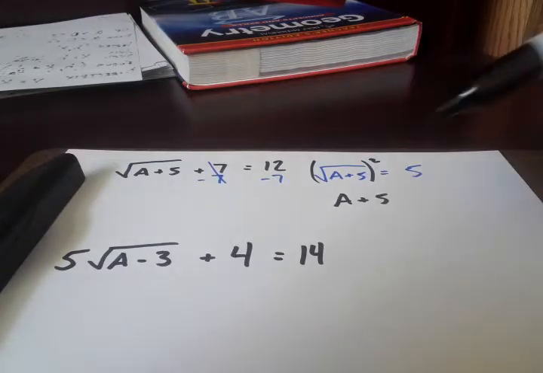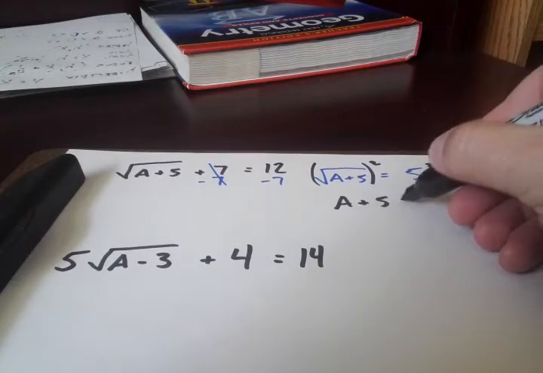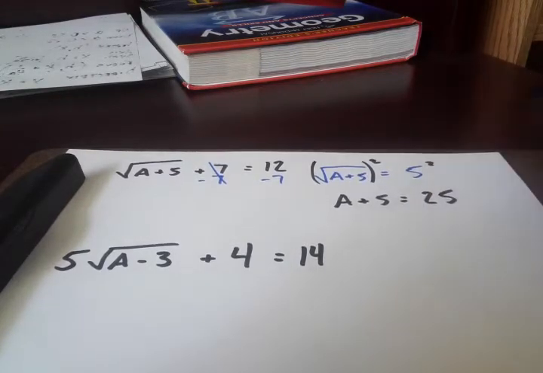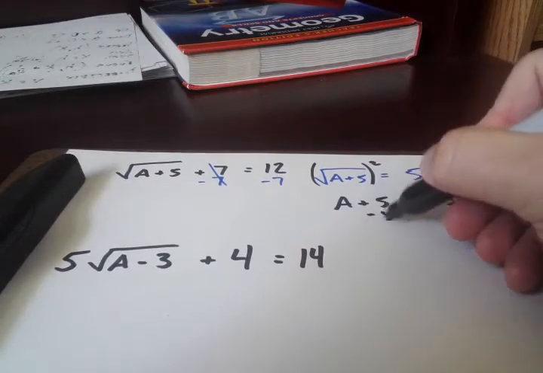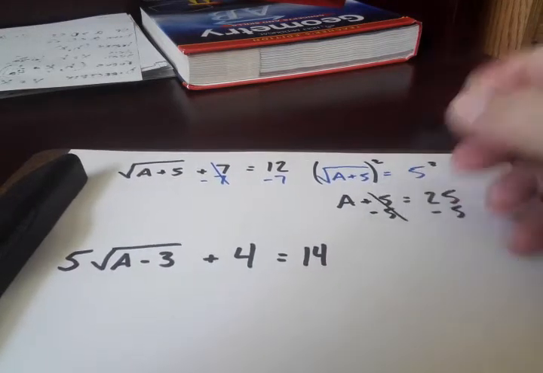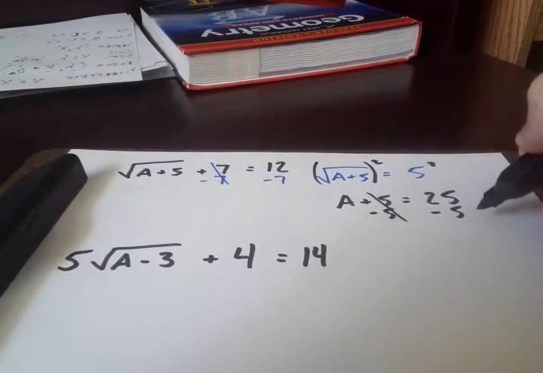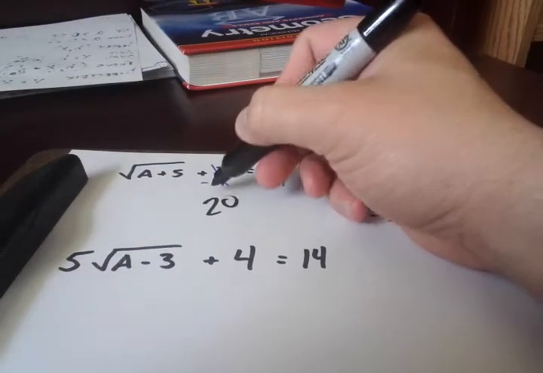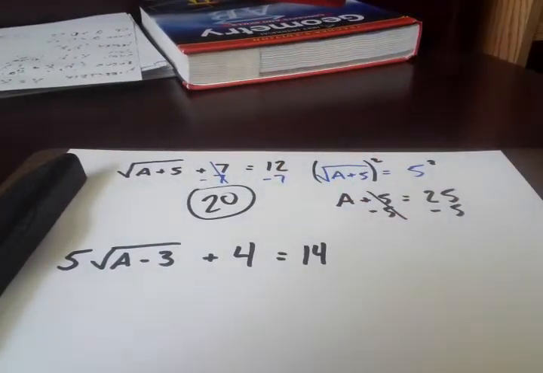And if we square the thing on the left, we will also square the thing on the right. 5 squared is 25, right? So from here, all we do is subtract 5, and we will be left with 25 minus 5 is 20, right? So a here is 20. Okay. That one should be relatively clear cut.